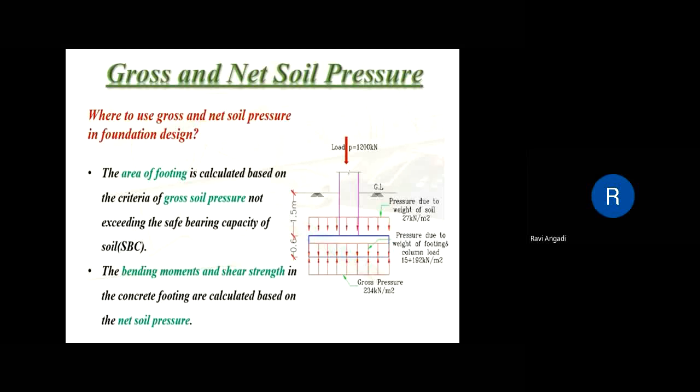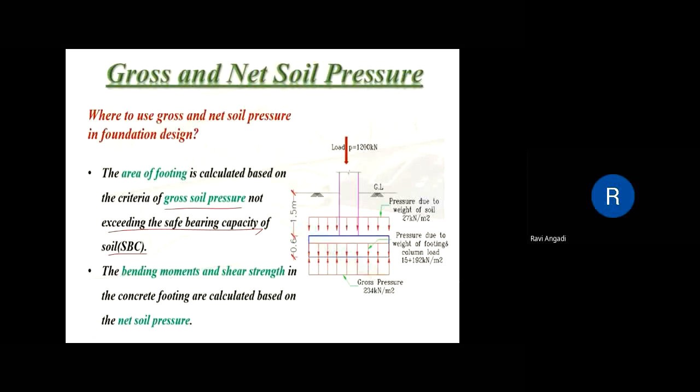So if you want to calculate the area of footing, to calculate that area of footing, it should be based on the criteria of gross soil pressure. So it should be based on the gross soil pressure not exceeding the safe bearing capacity of the soil. Okay, that time that gross soil pressure is to be utilized to calculate the area of footing.